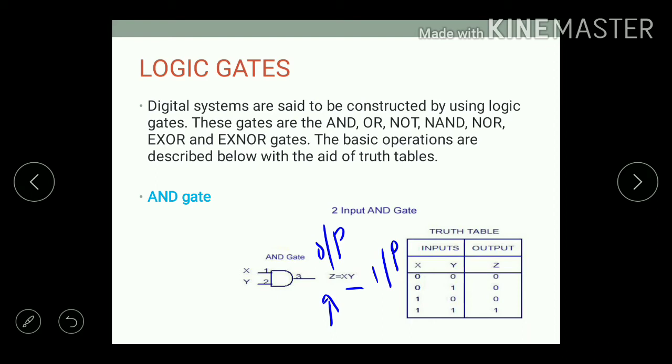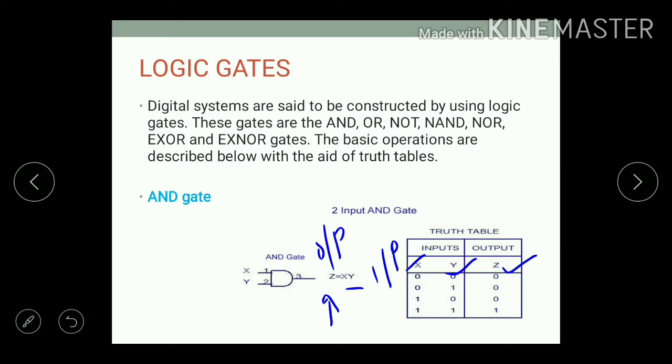The AND gate is nothing but the multiplication of the inputs. So the output of the AND gate is the multiplication of the inputs. Here if we see the input and output table, that is the truth table, the inputs are X and Y and the output is denoted by Z.